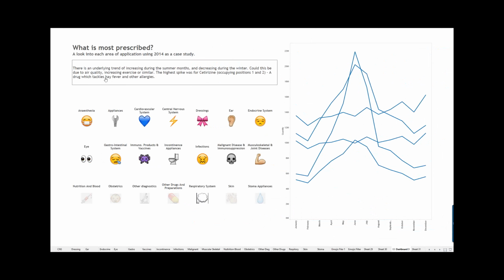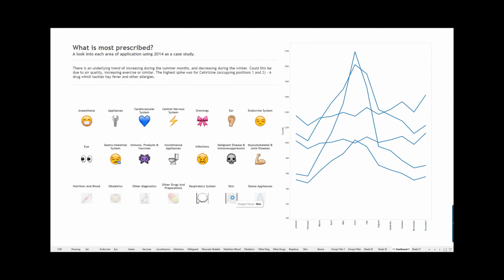So, for instance, here with hay fever and other allergies. Although I said it could be due to people getting the asthma treatments again, because people like to do exercise and are more active during the summer months, so might revert back to their inhaler, which they might not need at other times of the year.